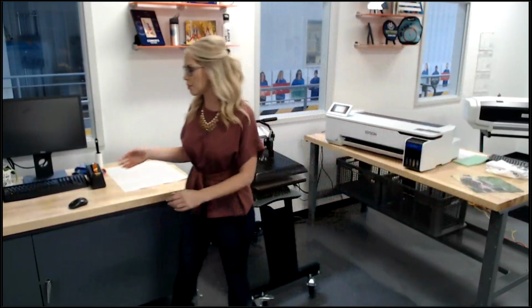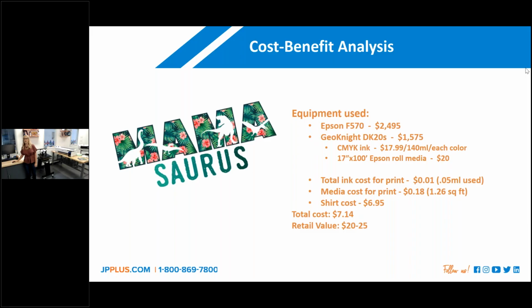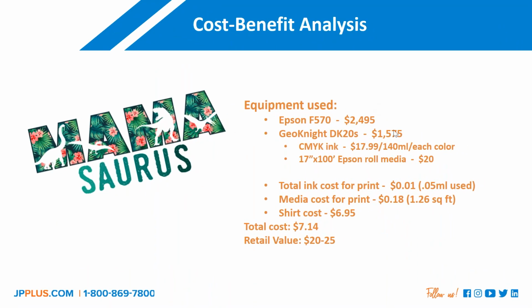Okay, I'm going to go ahead and switch back to my PowerPoint and then discuss what I just did, because I want you guys to know the full cost and what you can resell it for as well. So the total investment of my equipment was the Epson F570 and the Geonite DK20S heat press. I also have the CMYK inks. Those are $17.99 for 140 milliliters per each color for the Epson F570. And then I use the 17-inch by 100-foot roll media, which is $20.